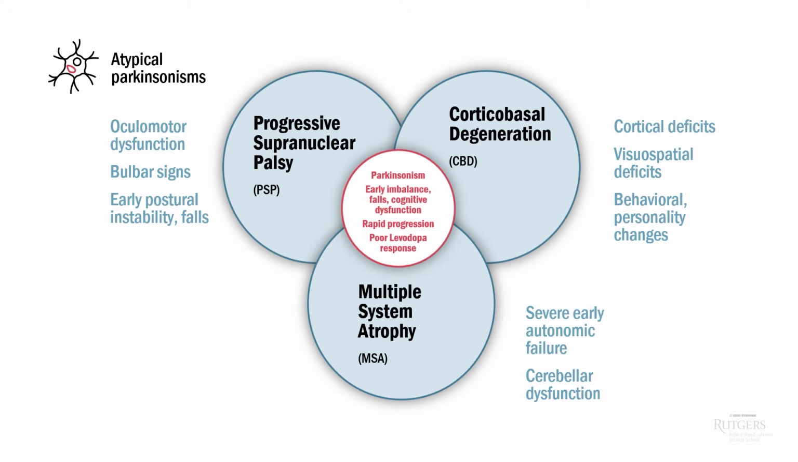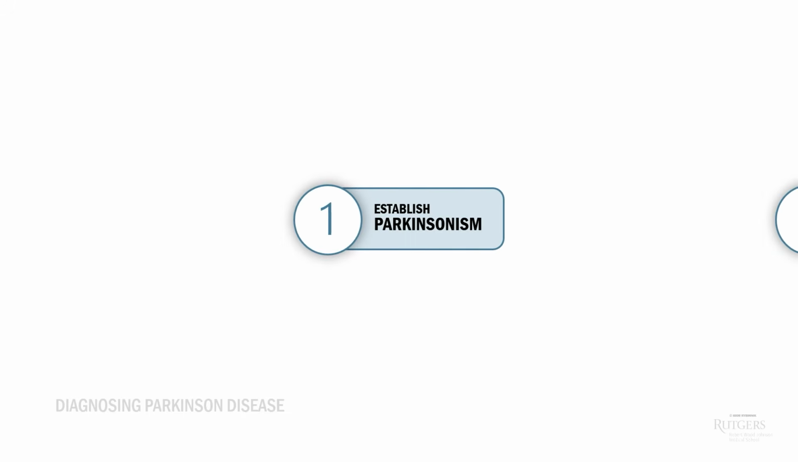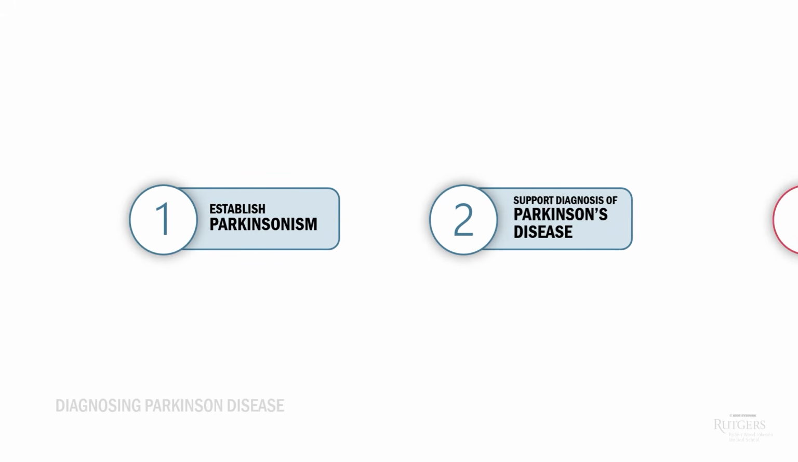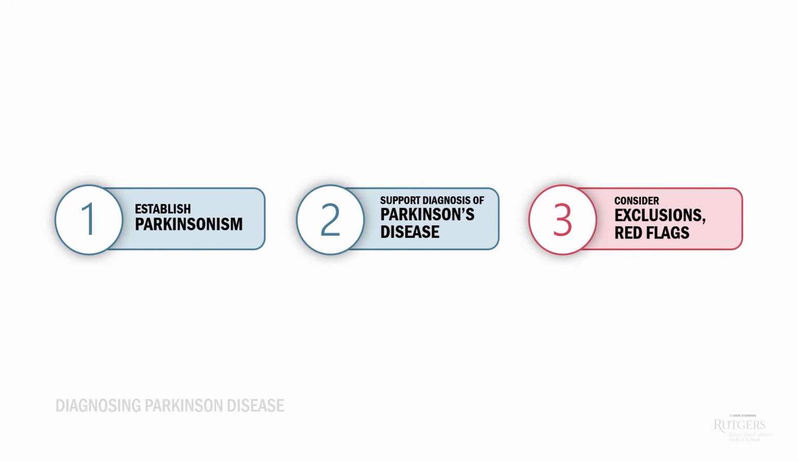Well, that was a very simplistic description of atypicals. Anyway, atypical Parkinsonisms are in the realm of specialists, so you just have to know they exist. Leave the actual diagnosis to the pros. So, the diagnosis of Parkinson's disease really involves establishing Parkinsonism, identifying supporting features, and excluding red flags. Let's apply this knowledge to our patient.